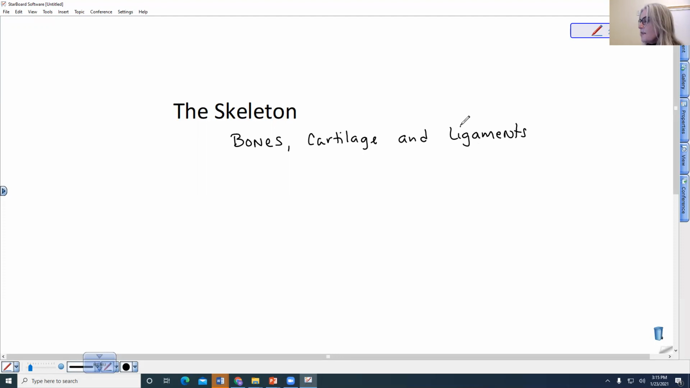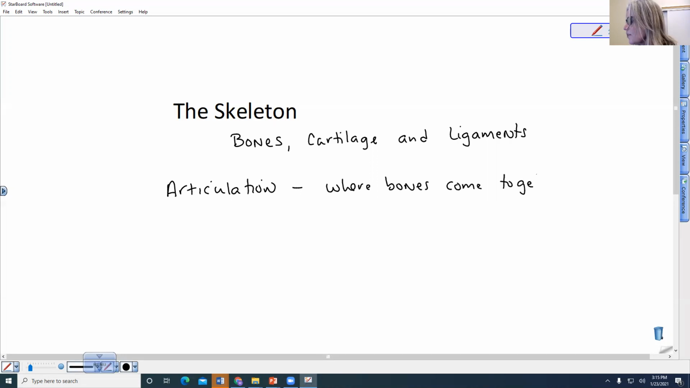Now, when we talk about the skeleton, we can talk about articulations. So this is where bones come together, and this is what comprises joints. However, I want to point out that we are going to be talking about the joints in another chapter. So in this chapter, we're talking about, for example, what bone the humerus articulates with at the proximal end, and that would be the scapula. So we're going to talk more about those joints in the next chapter.